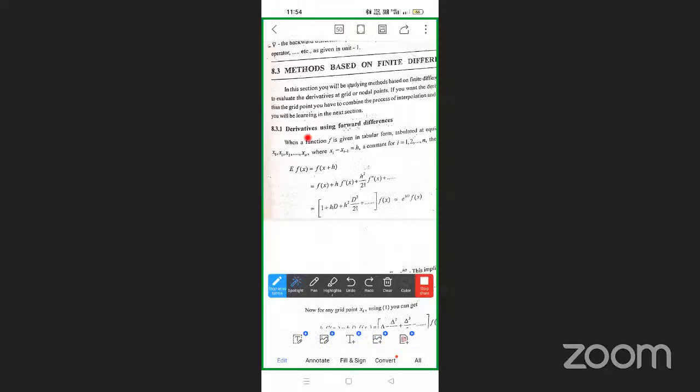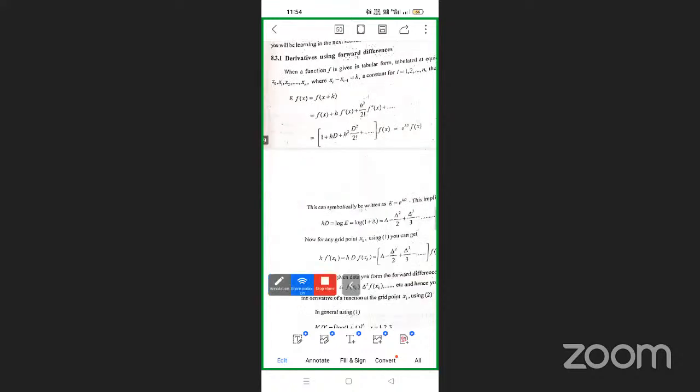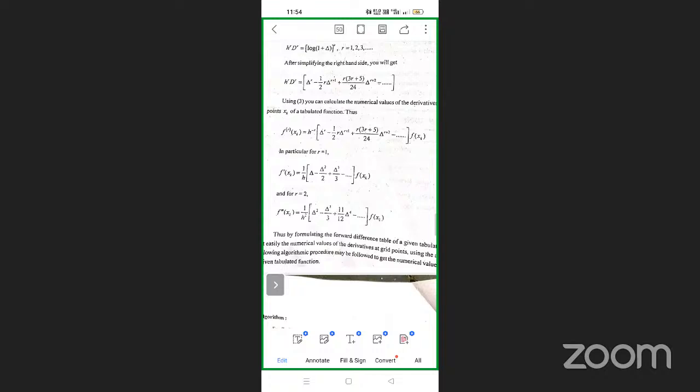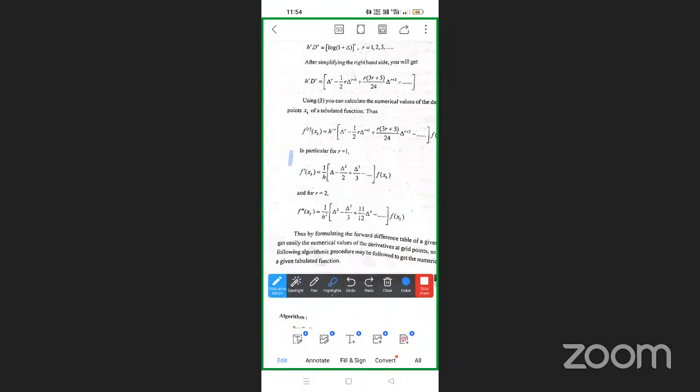Based on finite differences. So first method, derivatives using forward differences. So here is the formula: first derivative formula, second derivative formula, forward difference process. So this is the first derivative and second derivative. F dash of xk is equal to 1 by h into delta minus delta square by 2 plus delta cube by 3 minus delta power 5 by 5 and so on, into f of xk. So this is the first derivative.